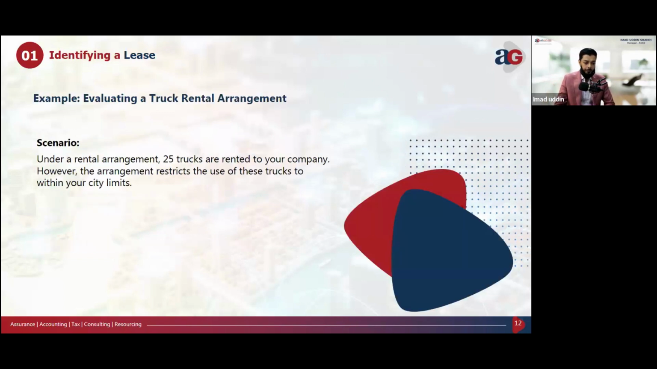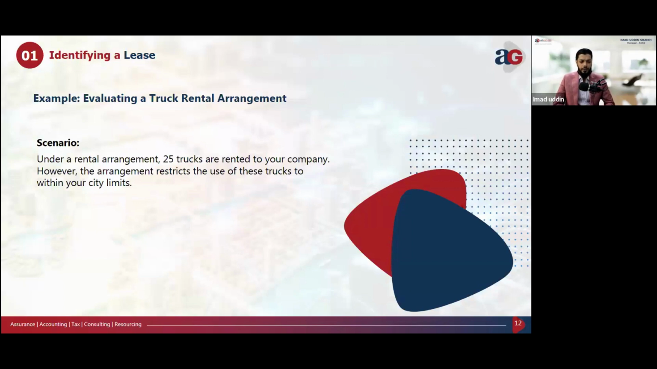All right, here's a scenario. Under a rental arrangement, 25 trucks are rented for your company. However, the arrangement restricts the use of these trucks to within your city limits. So you have the right to use the trucks to your advantage, however you like, but you have to do it within your city.